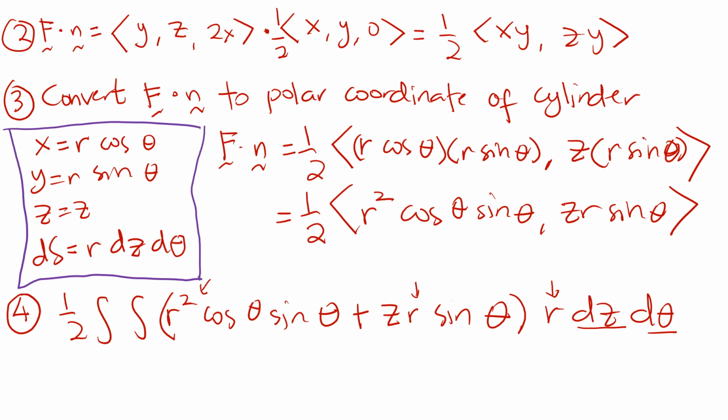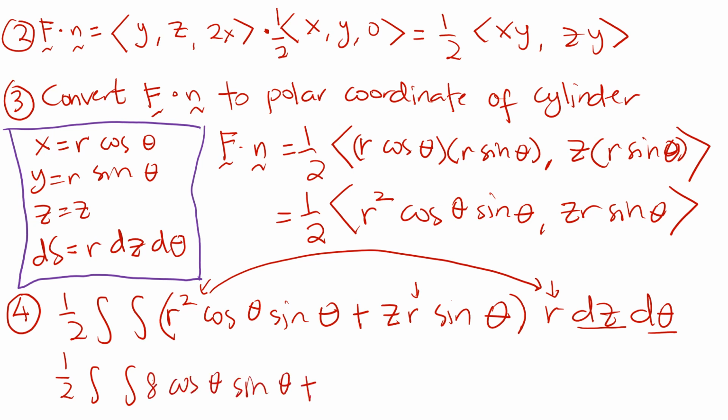So r is equal to 2 based on the question given. So 2 squared is 4, times r which is 2, is 8 cos theta sin theta, plus 2 times 2, which is 4z sin theta, dz d theta. Alright, now what is the limit of z? z is the height of the cylinder, so based on the question, it is 0 to 3. And theta, because it is the first octant of the cylinder, is 0 to pi over 2. Okay?